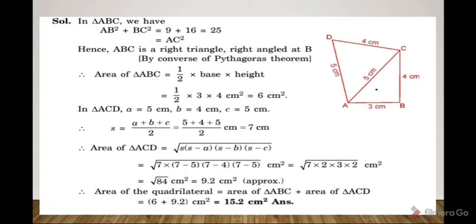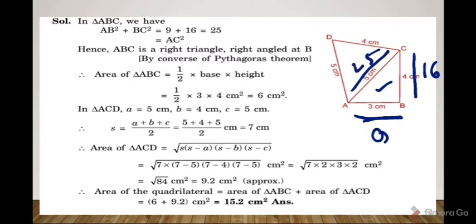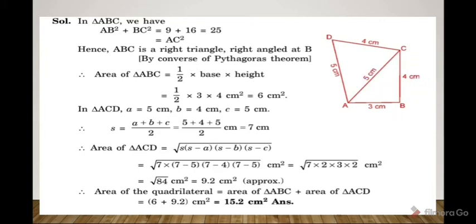If you take this triangle ABC, AB square, if you do the square of this side, you will get 9. If you do the square of this side, it will be 16. If you do the square of this side, it will be 25. So as you can see, 9 plus 16 is equal to 25. So you can write in triangle ABC, AB square plus BC square is equal to AC square. That means this triangle will be a right angle triangle by Pythagoras theorem.